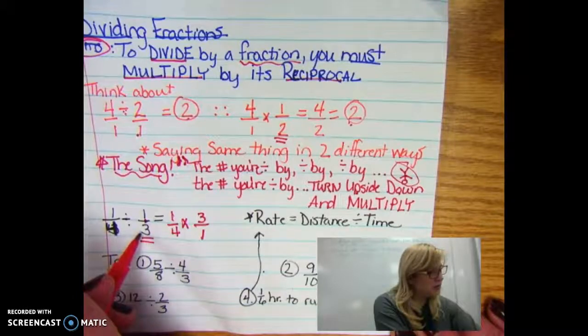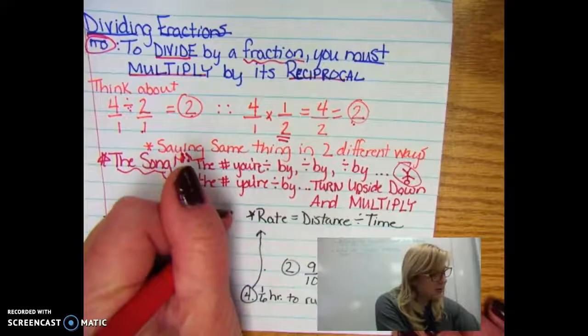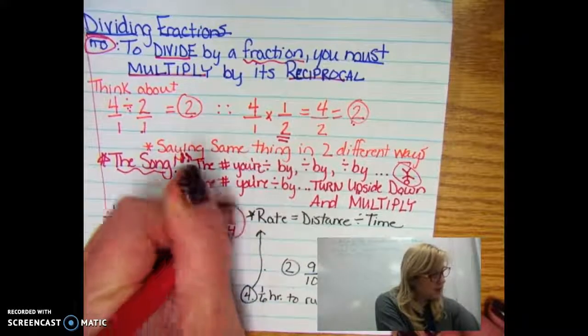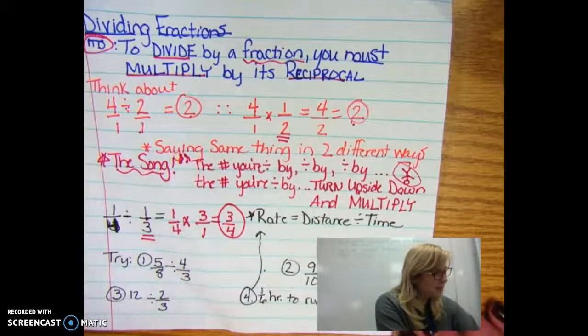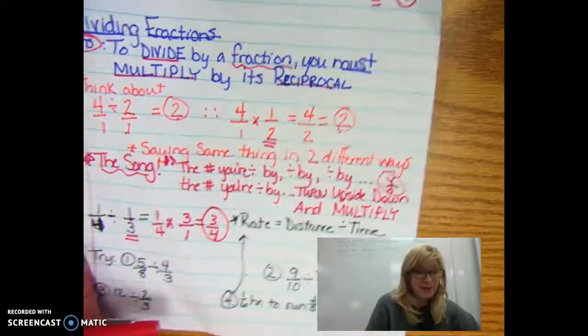So the 1/3 becomes 3/1, and we end up getting 3/4. So you're just flipping the second number. Now, I don't mind if during the assignment you're singing the little song because you're going to hopefully remember it.